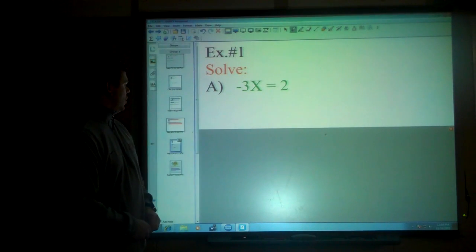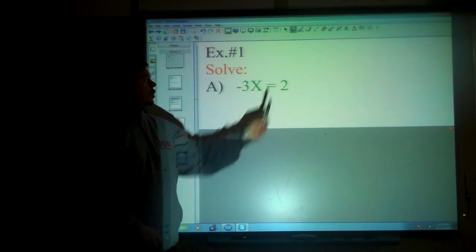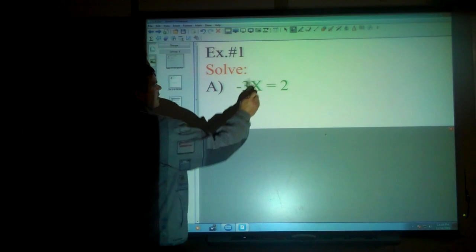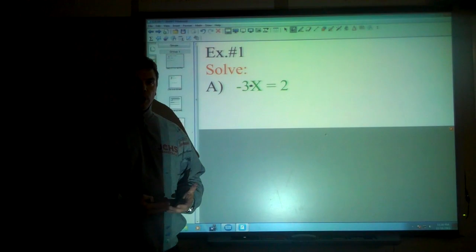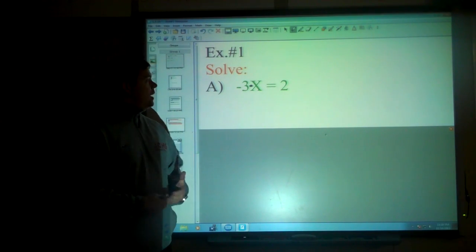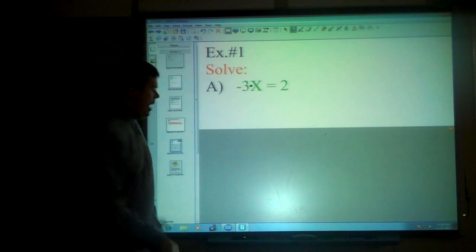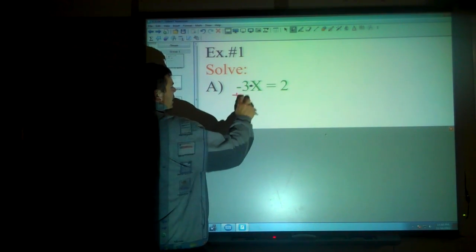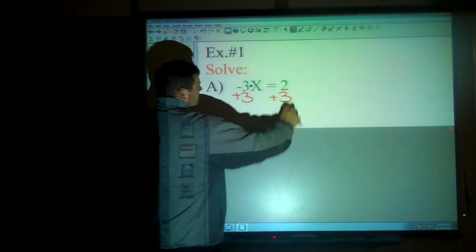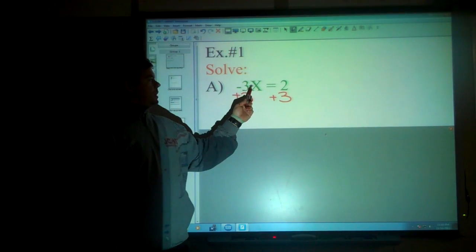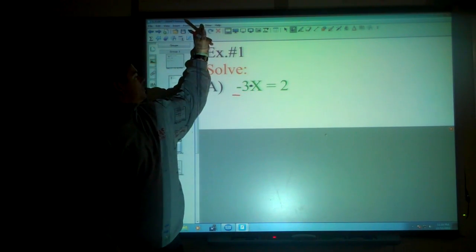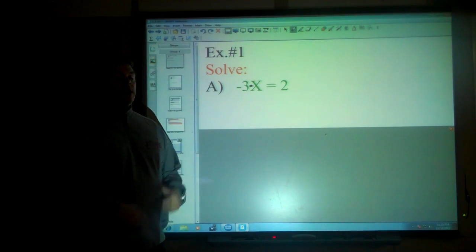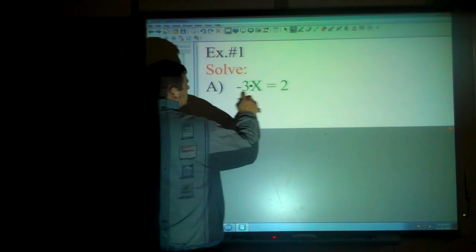Now, this particular problem is starting off with negative 3x equals 2. In between the negative 3 and the x, since we don't see an operation sign, is multiplication. We would like to get x completely alone. In order to get x alone, we have to get rid of that negative 3. Very common mistake is somebody goes, oh, well, I know the opposite of negative 3 is to add. Okay, but first of all, we're trying to get rid of this multiplication. Addition is not the inverse or opposite of a multiplication problem. We've got to think, what's the opposite of multiplying by negative 3? The opposite of multiplying by negative 3 is division.